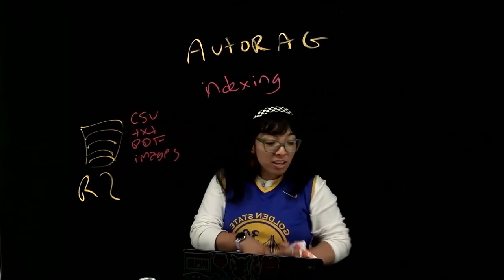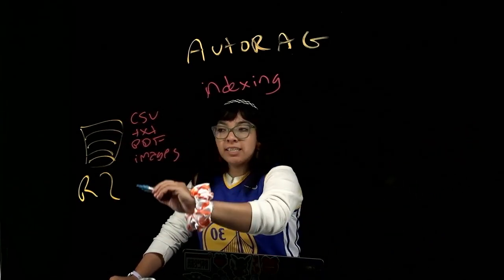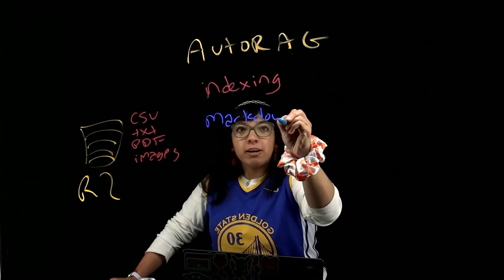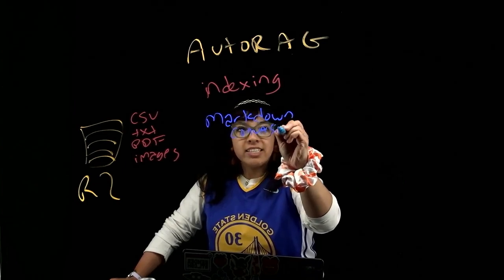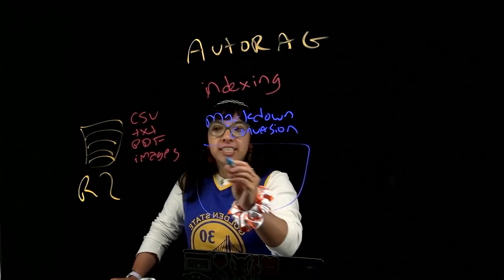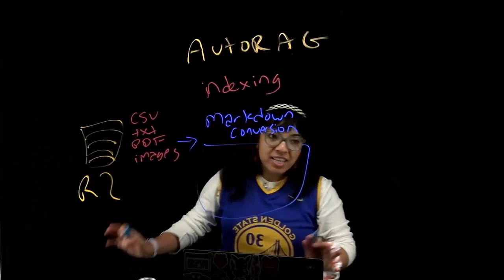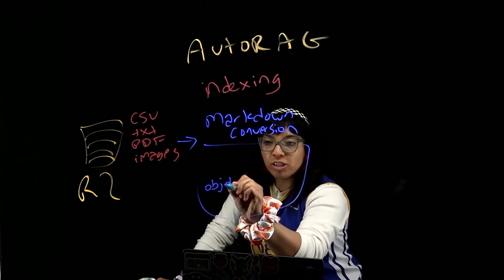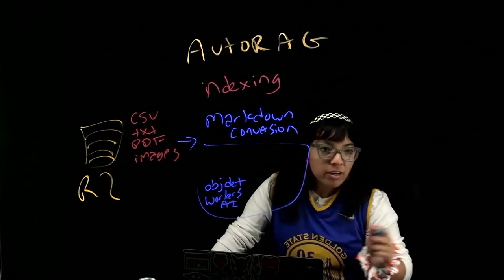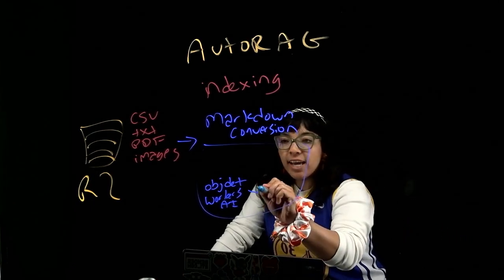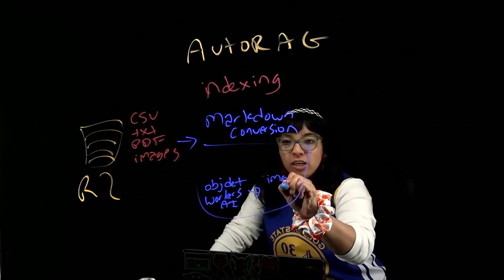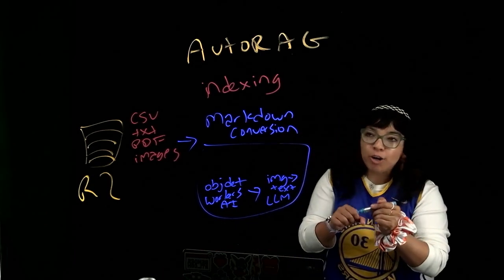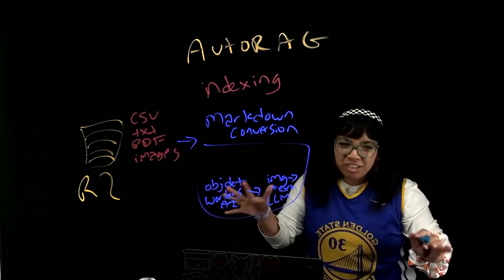That's pretty cool. And then from that data from R2, we're going to perform some markdown conversion to standardize or make that data more consistent. If it's an image, this is pretty cool. That image is passed to an object detection model hosted on Cloudflare Workers AI. It returns a list of objects likely in that image, and then it's passed to an image to text model on Workers AI. AutoRAG uses all of these different Cloudflare products, so it's kind of meta.